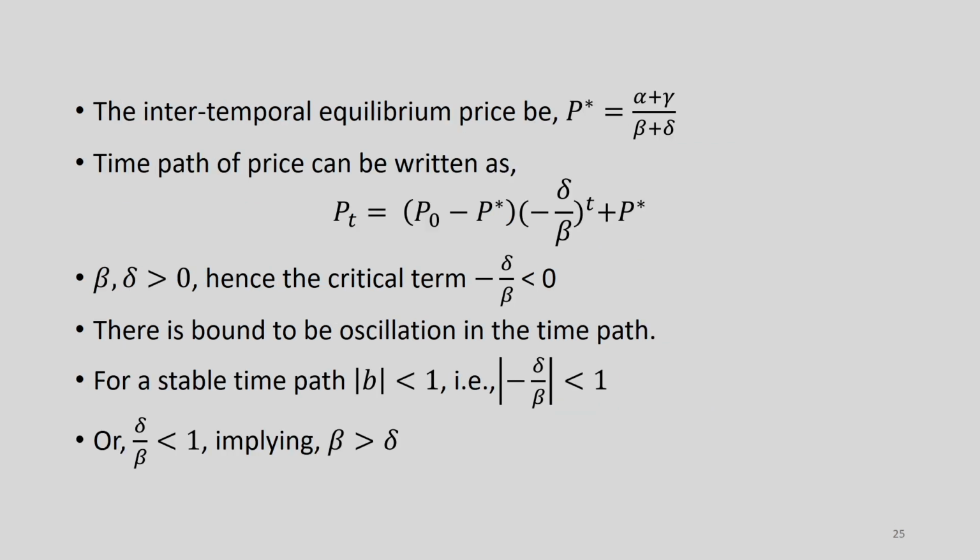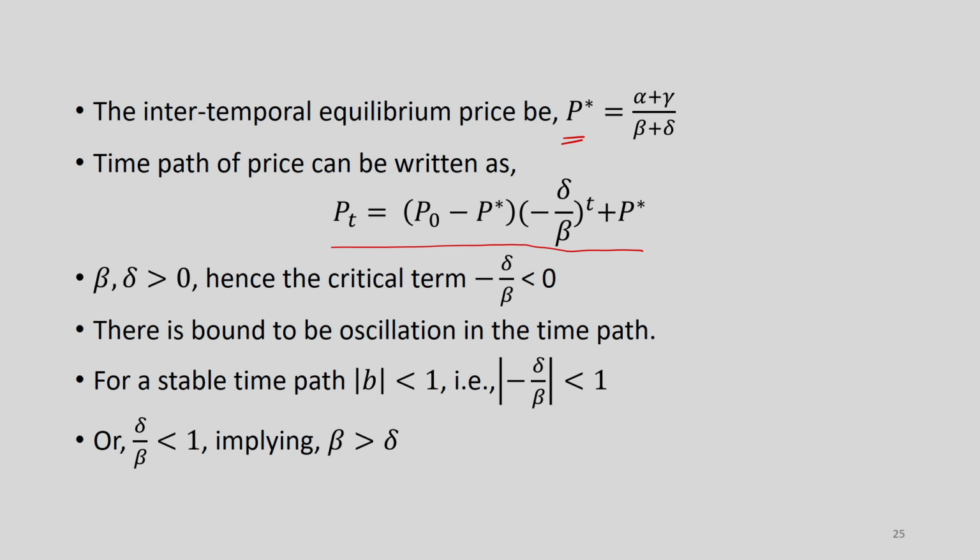Okay. And as we know, the particular integral itself is the intertemporal equilibrium price, and let us suppose that is denoted by P star, to reduce the clutter. In that case, the time path can be written in this form: P 0 minus P star multiplied by minus delta divided by beta to the power t plus P star. Okay. So, this is the time path.